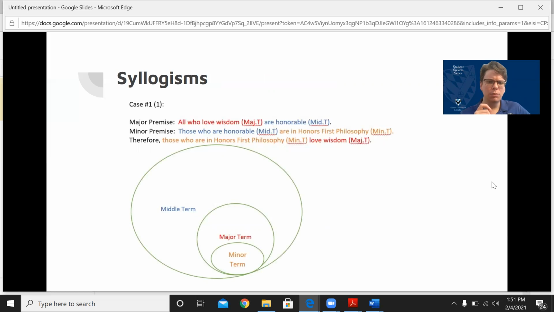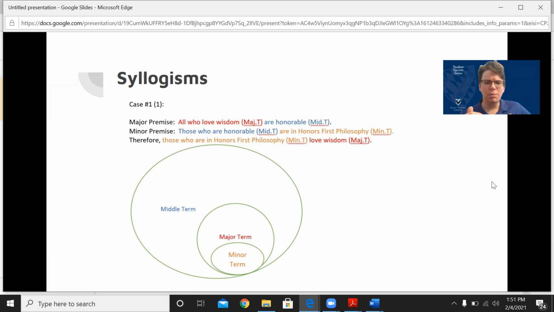In case one, we begin with the major premise: all who love wisdom are honorable. The subject of this premise is all who love wisdom. Our predicate, or claim about this group, is are honorable. Since this is the major premise, we know that our conclusion will contain some part of this statement within it as its predicate.